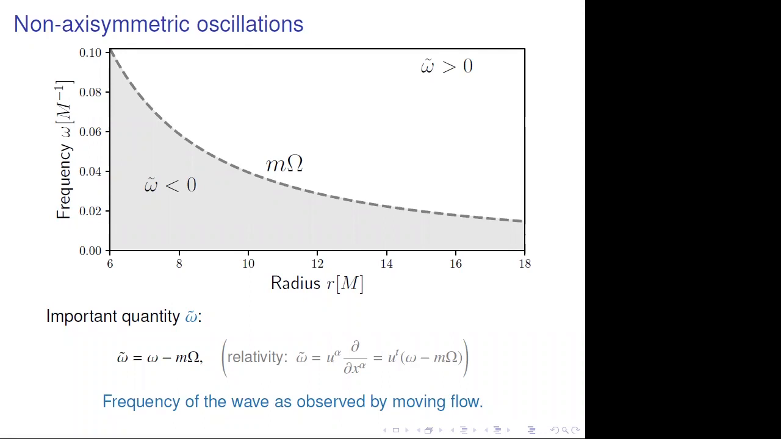And an important thing is that there are two different regions. Very close to the center, usually the comoving frequency is negative. Far away it's positive because the rotation is very slow there, so you observe basically the same as if you were not rotating. And at some radius, the wave is propagating together with the flow, azimuthally. So this is important.